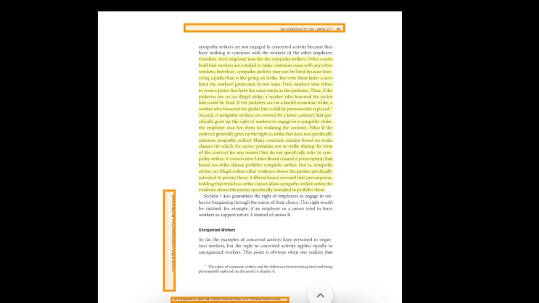But even these latter courts limit the workers' protection in two ways. First, workers who refuse to cross a picket line have the same status as the picketers. Thus, if the picketers are on an illegal strike, a worker who honored the picket line could be fired. If the picketers are on a lawful economic strike, a worker who honored the picket line could be permanently replaced. Second, if sympathy strikers are covered by a labor contract that specifically gives up the right of workers to engage in a sympathy strike, the employer may fire them for violating the contract.